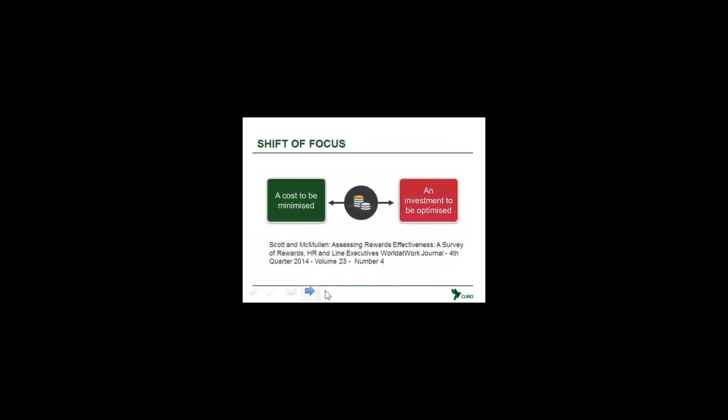So I think one place to start is definitely this shift of focus of how we view reward. And I'm going to refer to a study by Scott and McMullen here, referenced on the slide, who looked at how well organisations were assessing reward effectiveness. They explained this shift of focus as a change from looking at pay as a cost which must be minimised, with the focus on budget management, which I know a lot of us spend our time doing, to one where pay and reward is seen as an investment that must be optimised to ensure maximum productivity and leverage of human capital. And this really is a much more compelling approach when set against today's economic challenges.